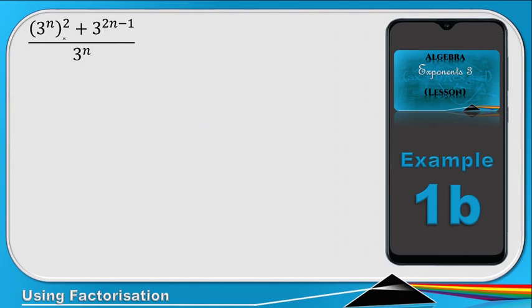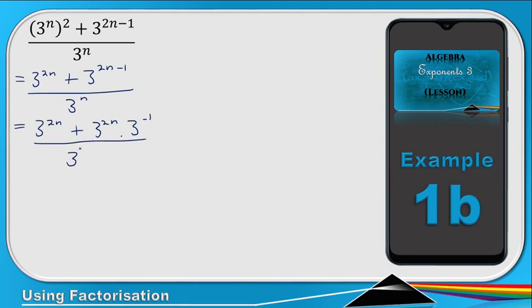Okay, and then for the next one, before we get started here, I'm going to first multiply the powers with each other. So this is going to give me 3 to the power of 2n plus 3 to the power of 2n minus 1, and that's over 3 to the power of n. And then I'm going to proceed with the normal steps. First of all, we start by breaking it up. We have 3 to the power of 2n plus 3 to the power of 2n times 3 to the power of negative 1 over 3 to the power of n.